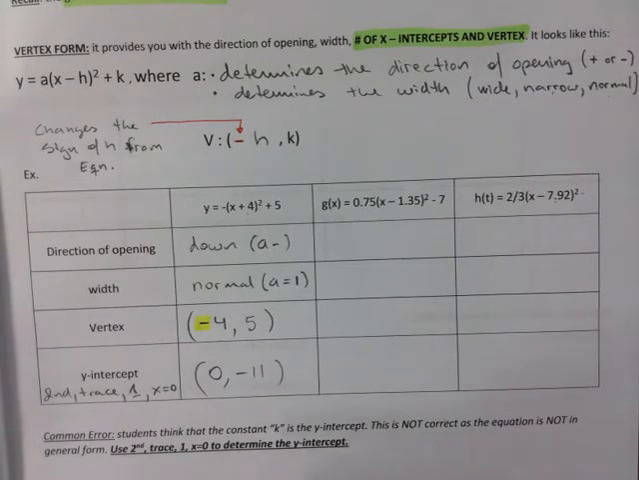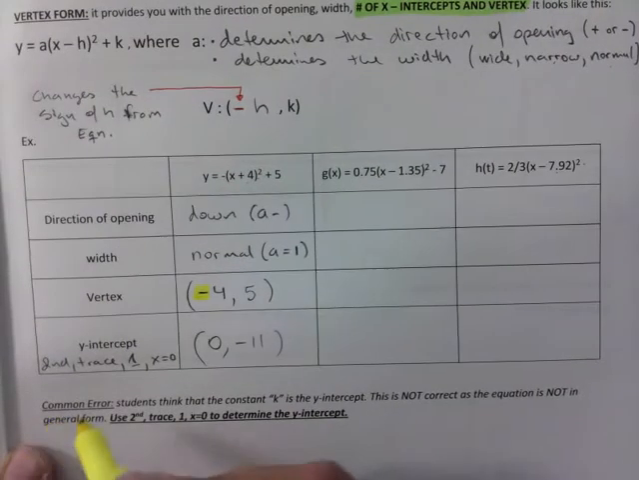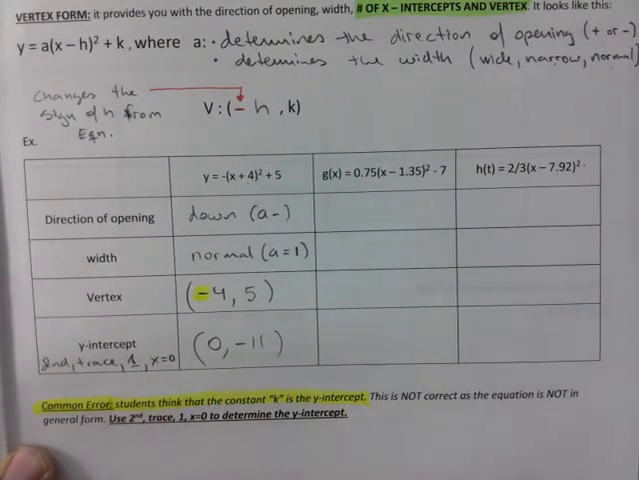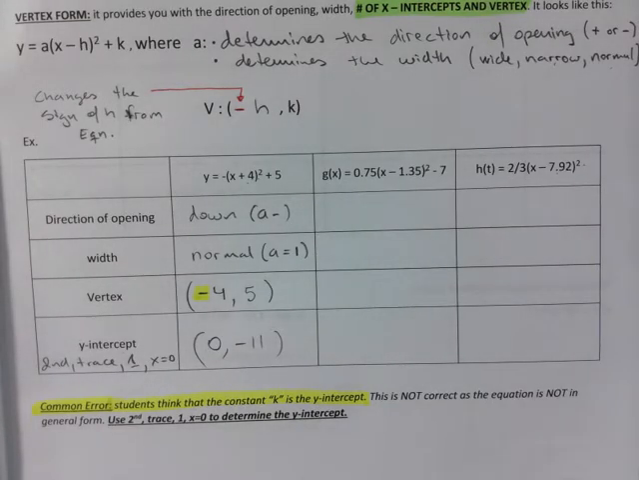Okay, and watch this common error. I want you to highlight that back down here. Common error. Students think that the constant k is the y-intercept. Okay, very important. Don't mix that up. Don't mix that up.